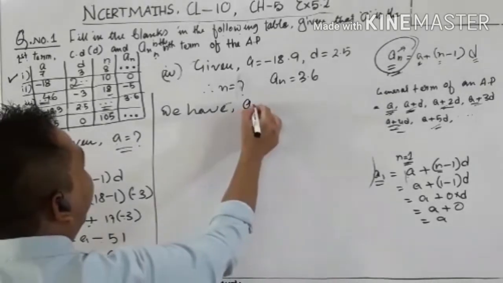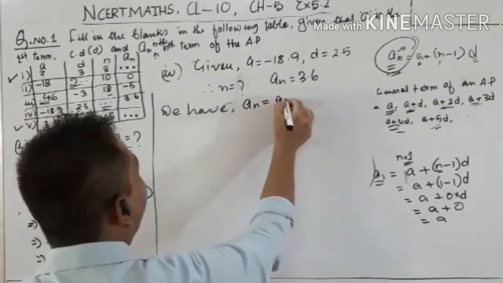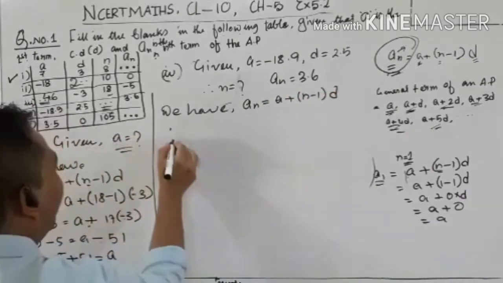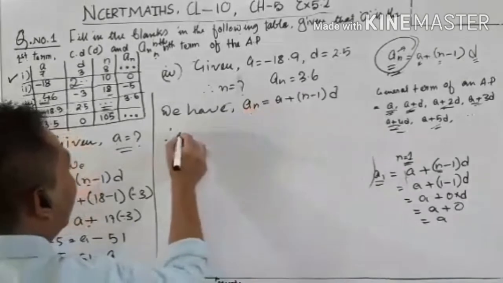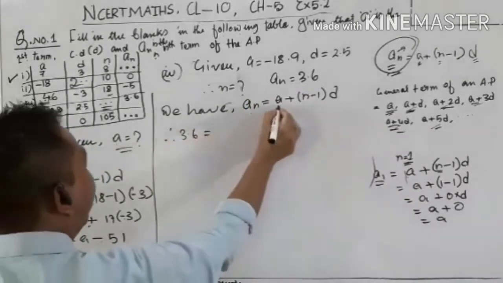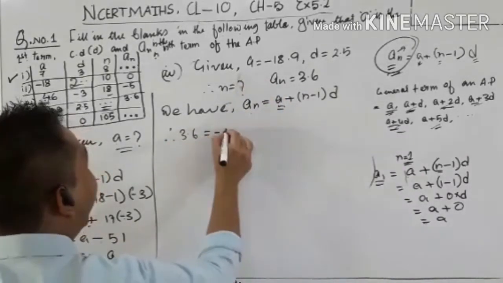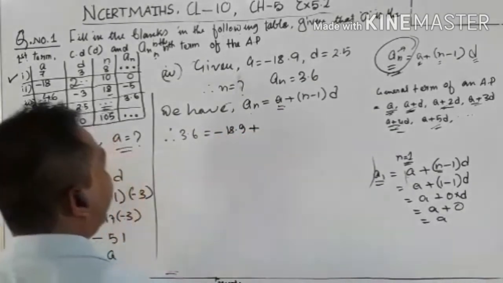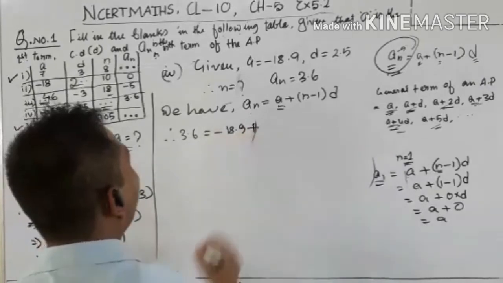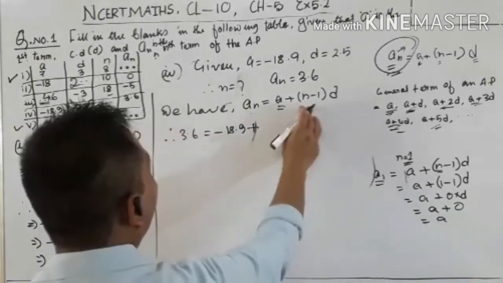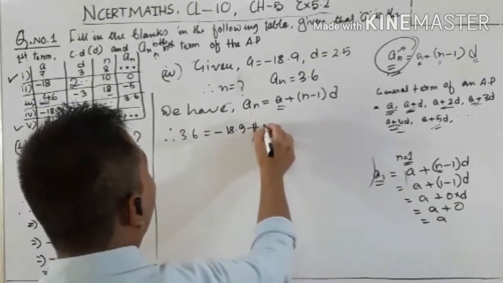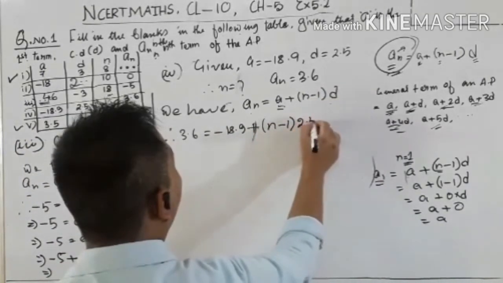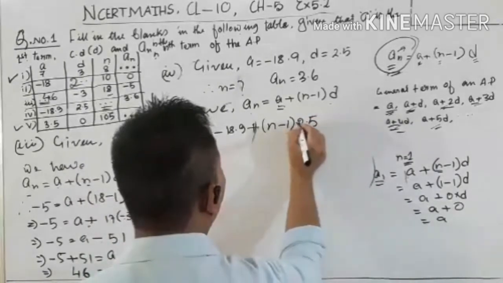We have the nth term given by a_n equals the first term plus (n minus 1) times d, right? Therefore, let me write here a_n equals 3.6. First term equals how much? That is minus 18.9. And then n minus 1, d equals how much? 2.5, right?